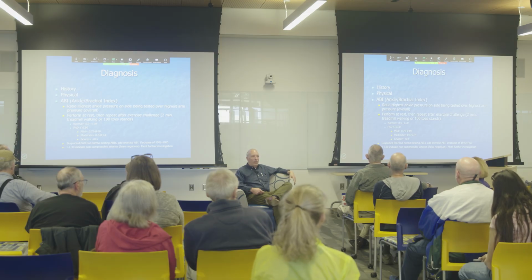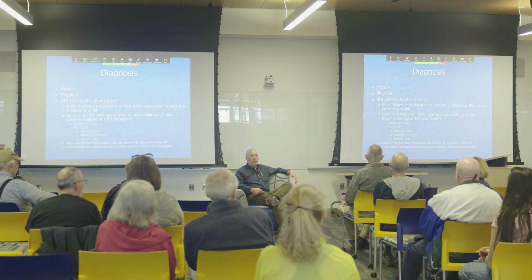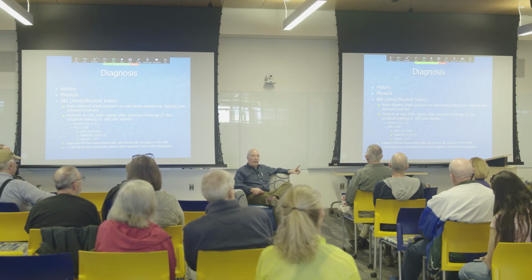And what that is, it's a series of blood pressures in your arm and blood pressures at your ankle, and you make a ratio. And that gives you kind of a grading system of impact. And then you can do it after exercise. So you can put somebody on a treadmill or have them do toe stands if they can't walk a treadmill, and you stress them and see how it changes.